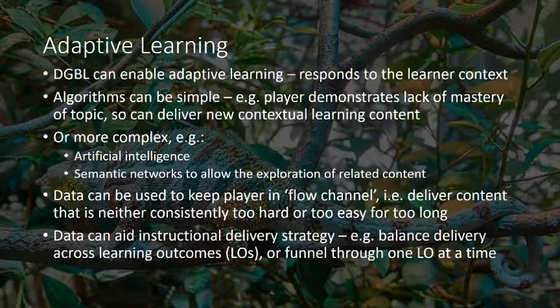Adaptive learning can respond to the learner context, and various algorithms can be coded in the game engine, such as when a player demonstrates lack of mastery of a topic, such as not answering a question correctly, then you can deliver new contextual learning content. We can also bring in more complex algorithms from artificial intelligence or machine learning, or we can use semantic networks to allow the exploration of related content, so that each game play experience is slightly different than the next.